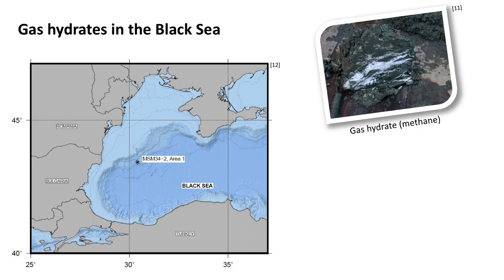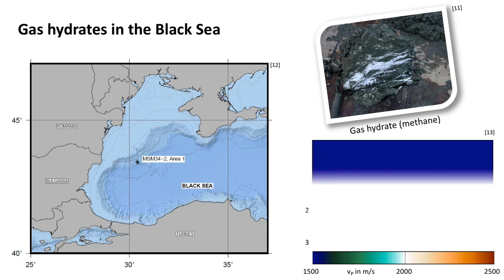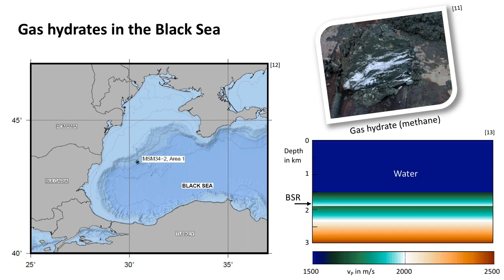At the bottom of the hosting sedimentary layers, so-called bottom simulating reflectors, BSR for short, exist. They result from a contrast in the p-wave velocity of sediments hosting hydrate compared to water or gas-saturated sediments. To find those reflectors, Laura Gassner analyzed seismic signals recorded in the Black Sea using full waveform inversion.